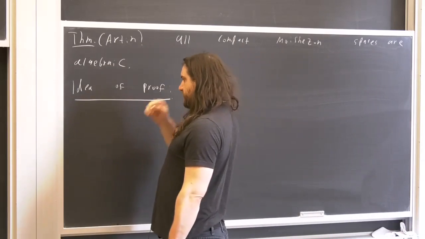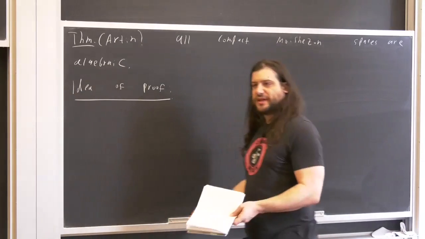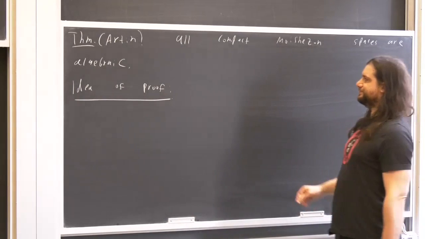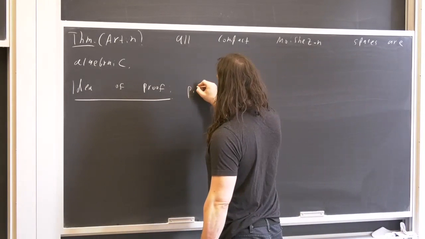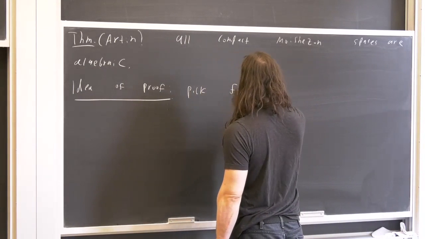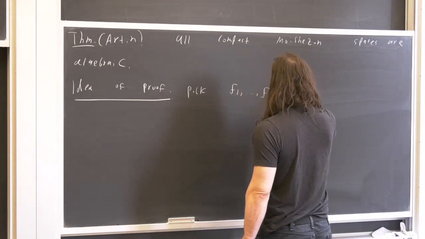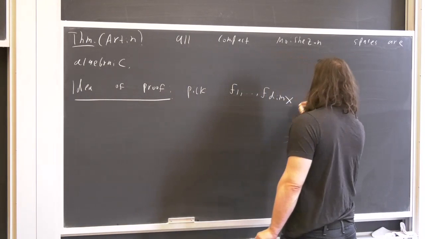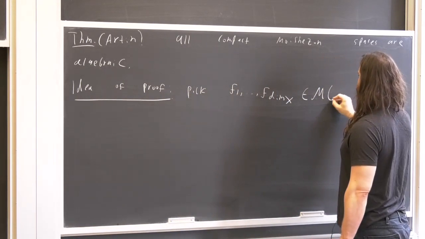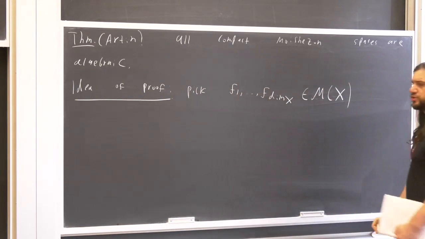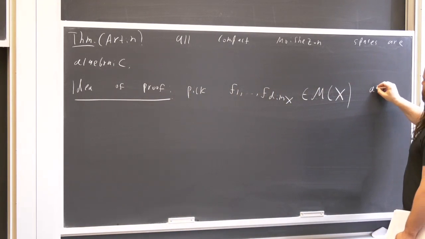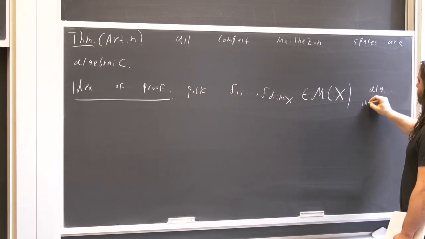So the idea is basically as follows. Suppose that X is Moishezon, so it has a bunch of these functions. So pick some functions f_1 through f_d, where d is the dimension of X, which are meromorphic on X and algebraically independent.